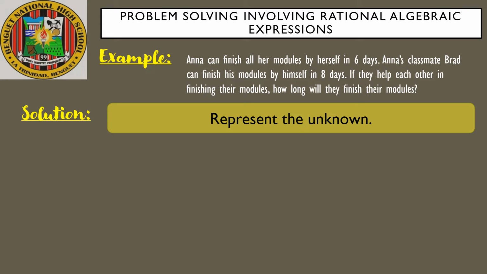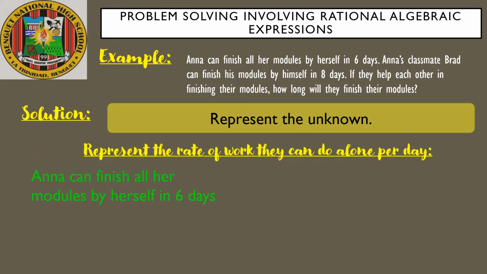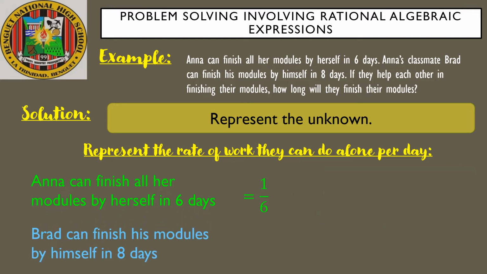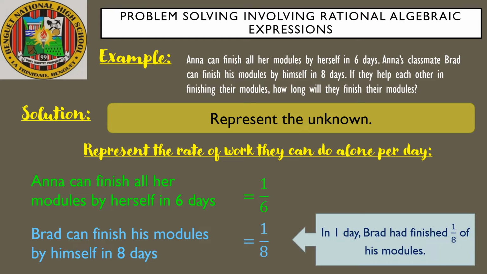From the expression, Anna can finish all her modules by herself in 6 days, we understand that the rate of work she does is 1 over 6, meaning in one day, Anna had already finished 1/6 of her modules. Following the same pattern, the clause Brad can finish his modules by himself in 8 days means that Brad's rate of work is 1 over 8, meaning in one day, Brad had finished 1/8 of his modules.